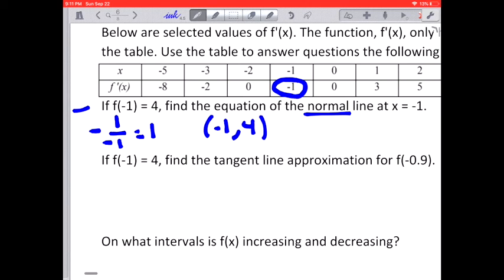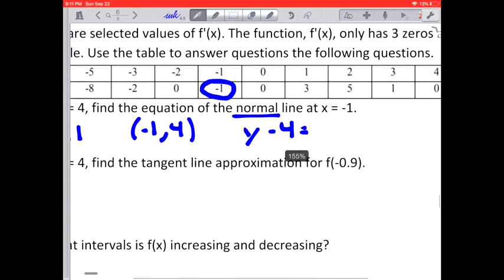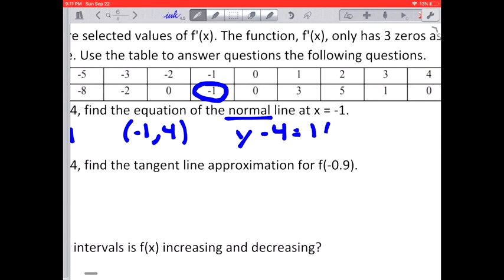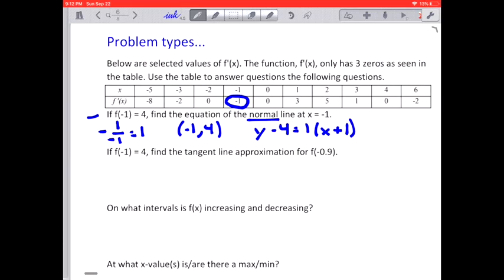So I write my equation of the normal line using point slope form. Y minus 4 equals a positive 1, which I will actually write because it helps us in the next problem. And I do x minus a negative 1, which is x plus 1. So again, normal line, I needed the negative reciprocal of that derivative. Then I apply point slope formula.